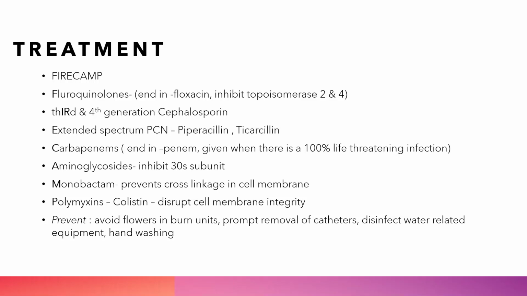Aminoglycosides inhibit your 30S subunit. Monobactams are also given. They prevent cross-linkage in the cell wall. Polymyxins like colistin disrupt your cell membrane integrity. And to prevent Pseudomonas infections, you want to avoid flowers in burn units. You want to promptly remove catheters in these patients. Disinfect water-related equipment in hospitals like AC units and things like that, and proper hand washing.